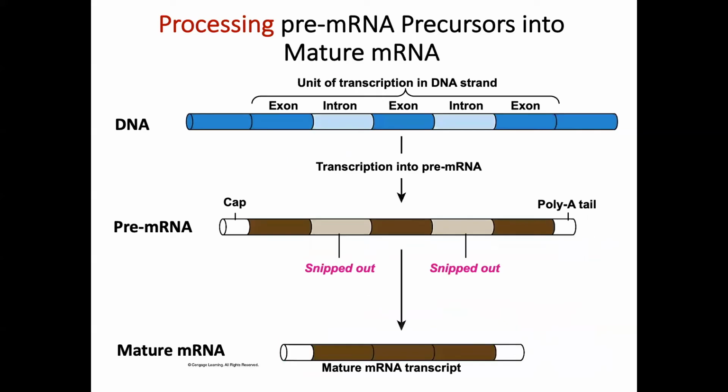Transcription produces pre-mRNA, and on the pre-mRNA you can see the 5' cap and the 3' poly A tail. These are added to the ends of the pre-mRNA molecule. Meanwhile, splicing occurs to remove the introns in the pre-mRNA, producing the mature mRNA. The mature mRNA is then moved to the cytoplasm for translation. This is splicing.